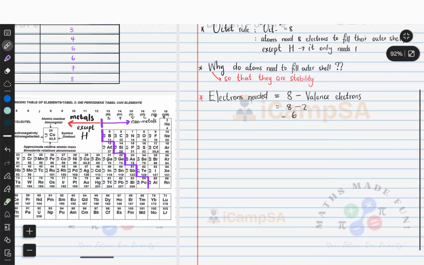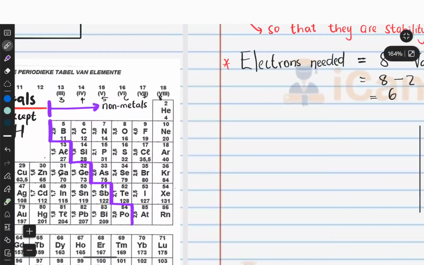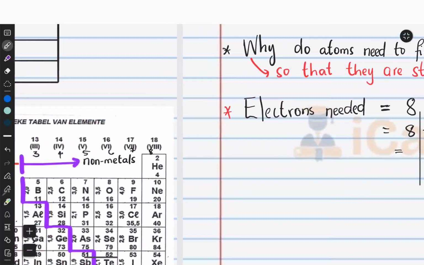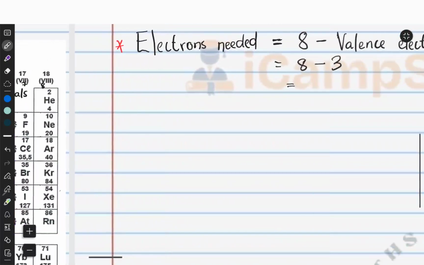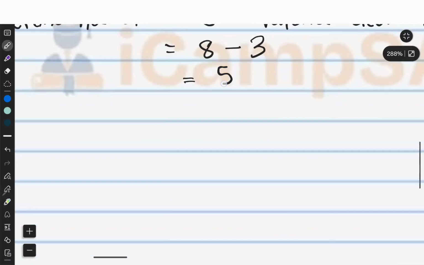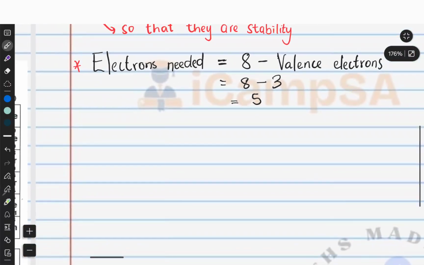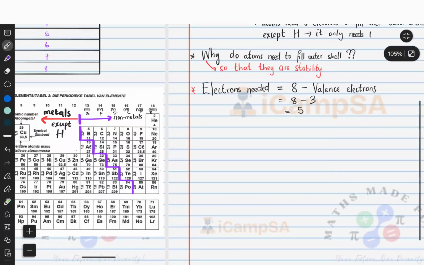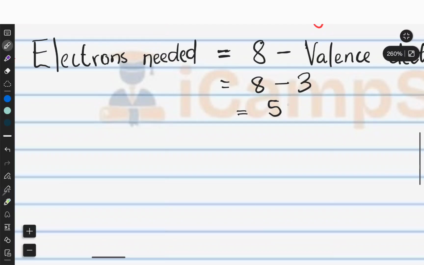Same as if we went to group 13. Group 13 has 3 valence electrons. So I would say 8 minus 3. That means every atom that is in group 13 needs exactly 5 electrons for it to fill their valence shell. That means whichever other atom it finds, it will try to make sure that it gains about 5 electrons from that atom.